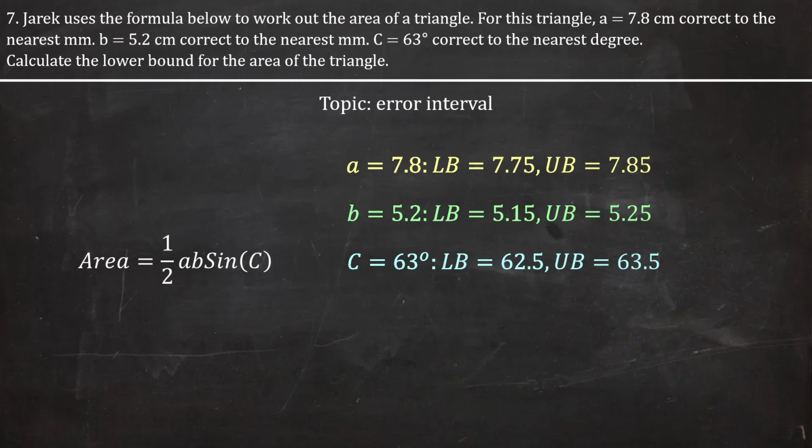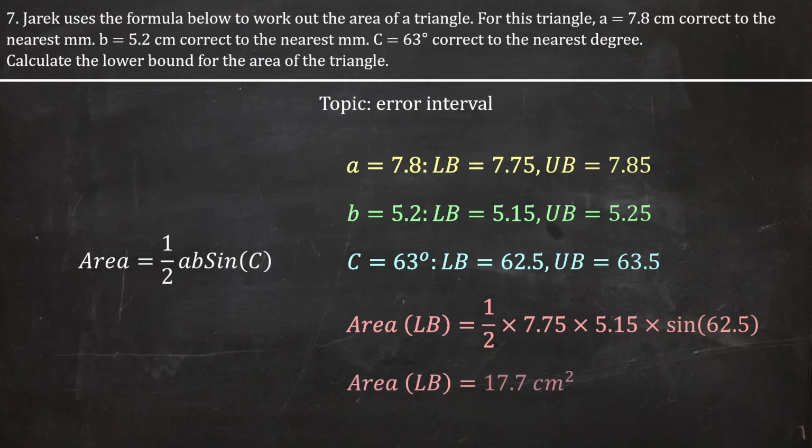We want to find the lower bound for the area, so since we're multiplying everything, we're going to use all lower bounds. So the area is going to be half times 7.75 times 5.15 times sine of 62.5, which will give me 17.7 centimeters squared.